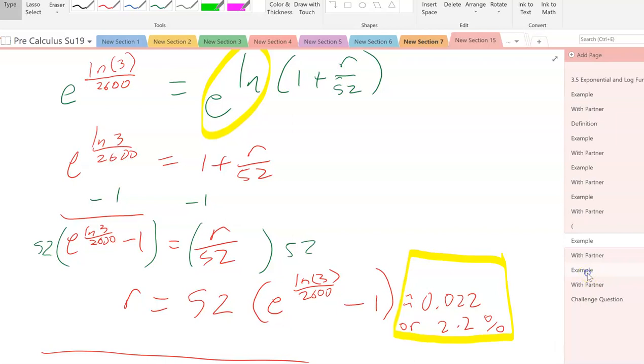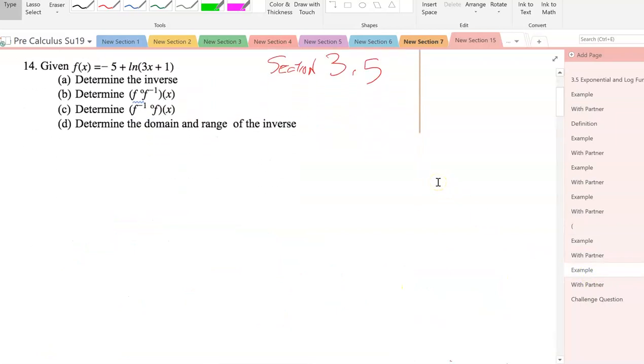The final example we should look at is this problem: given f of x is equal to negative 5 plus ln of 3x plus 1, determine the inverse of this function. We're still in section 3.5 on logarithms. Also determine the function composed with its inverse. What do we get when we do that? And determine f inverse of f of x, and also determine the domain and range of the inverse.